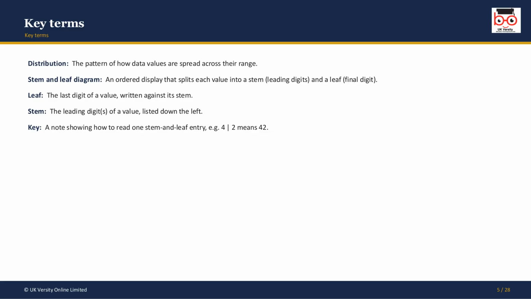A few words to get straight first. A distribution is the pattern of how the data is spread. A stem and leaf diagram splits every value into a stem, the leading digits, and a leaf, the final digit. So the stems run down the left, the leaves sit beside them, and a key, something like a stem of 4 and a leaf of 2 means 42, tells the reader how to decode it.